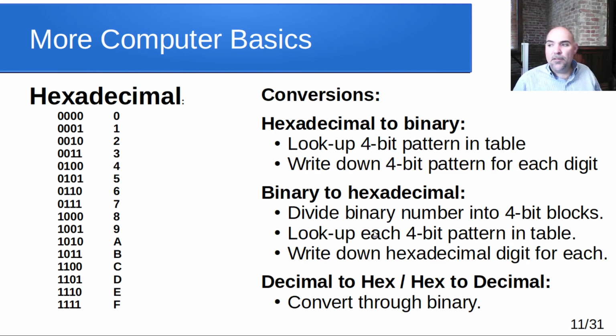Hexadecimal to binary, we look up in the table the 4-bit pattern that goes with each hex digit, and then we write it down for each of the hex digits. Binary to hexadecimal, same thing, we just use the table in the opposite direction. Divide the binary number into 4-bit blocks, look up each block in the table, and write down the hex digit that went with it. Very easy to convert. In fact, once you get used to it, you can do that in your head very easily.